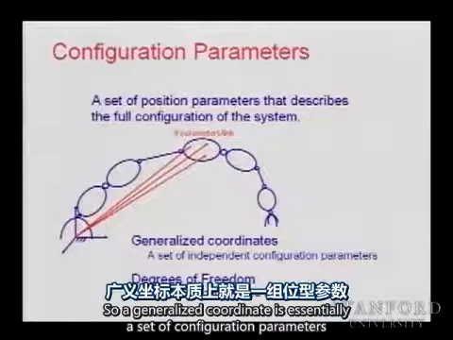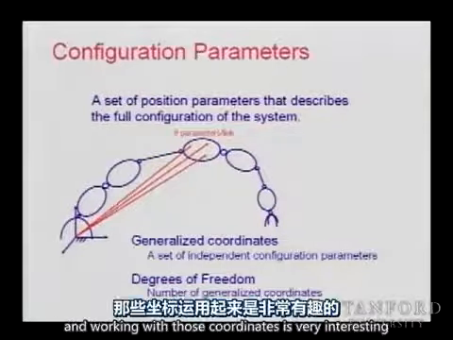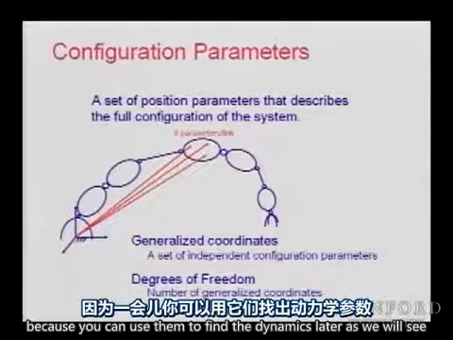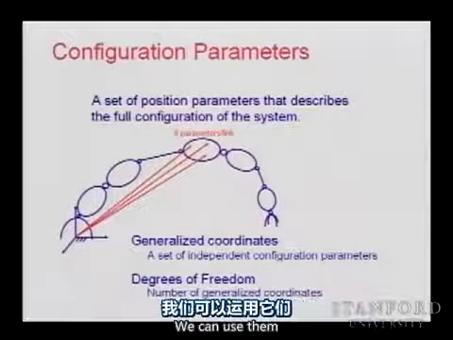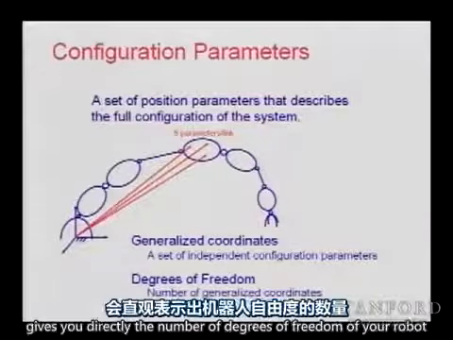So a generalized coordinate is essentially a set of configuration parameters that are completely independent. And working with those coordinates is very interesting because you can use them to find the dynamics later, as we will see. We can use them, we can count them, and the number of generalized coordinates gives you directly the number of degrees of freedom of your robot.